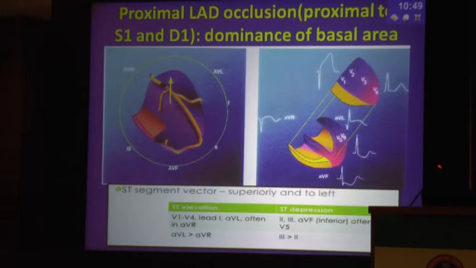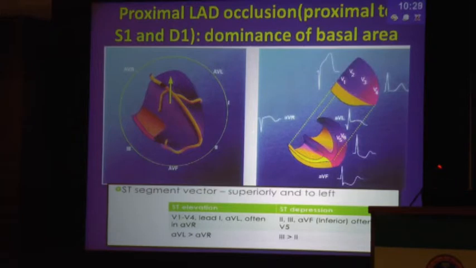There will be ST depression in 2, 3, AVF because these are inferior leads and these are leads away from the area, so these are going to be showing ST segment depression in 2, 3, AVF, and often, very importantly, in V5 also, because V5 is pointing away from the side in which the V5 is going to be somewhere here.